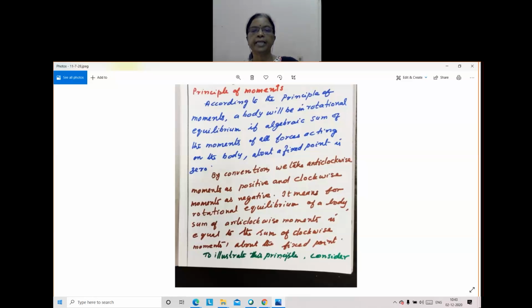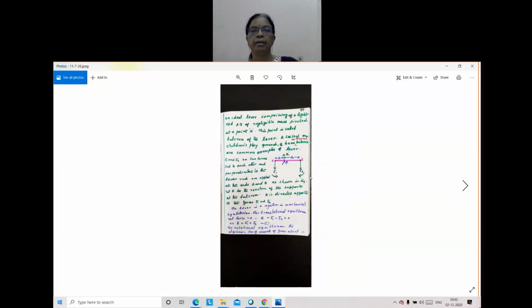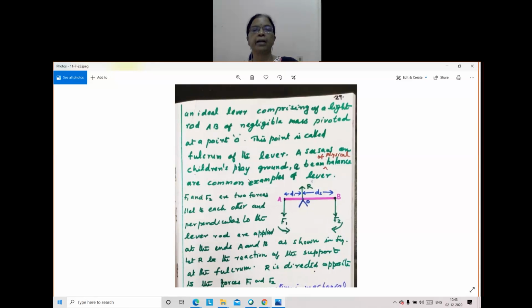To illustrate this principle, consider the examples given. Seesaw is a very good example. Another example: lever.